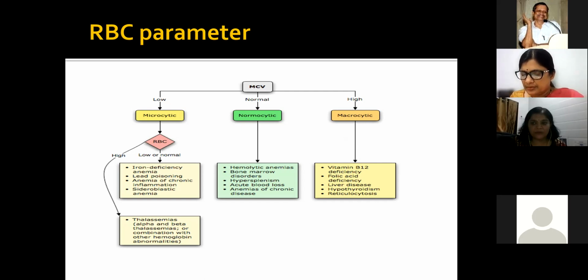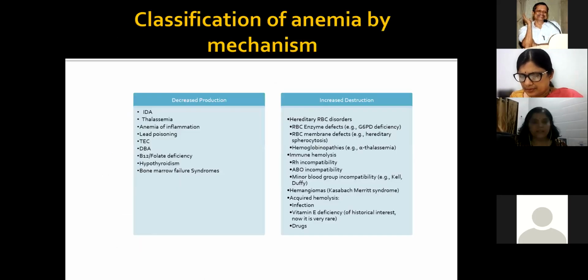Then you can also classify anemia based on the mechanism. So is there a decreased production or is there an increased destruction? Increased destruction is more likely to happen whenever you have red cell enzyme deficiencies or hemolytic anemias, or if there is immune hemolysis happening. Whereas decreased production happens with nutritional anemias, with congenital bone marrow failure syndromes, with B12 deficiencies, or with hypothyroidism. So this becomes a quick estimate of what you are dealing with.